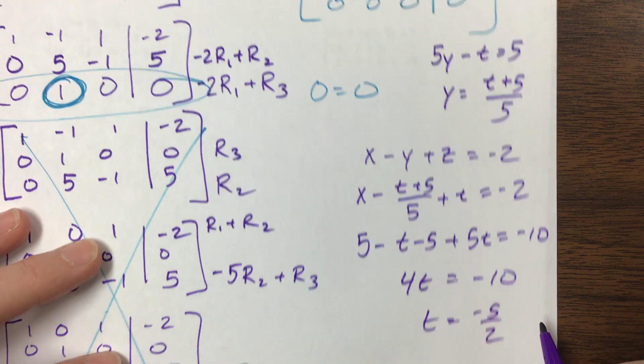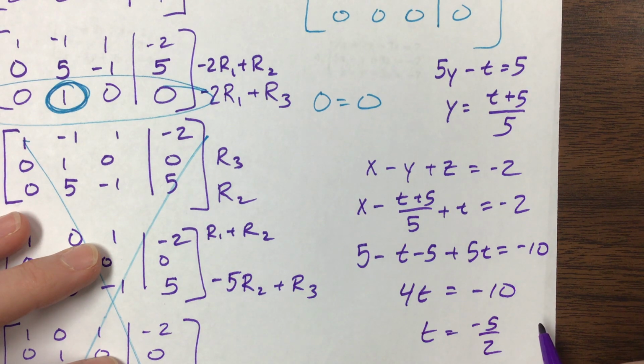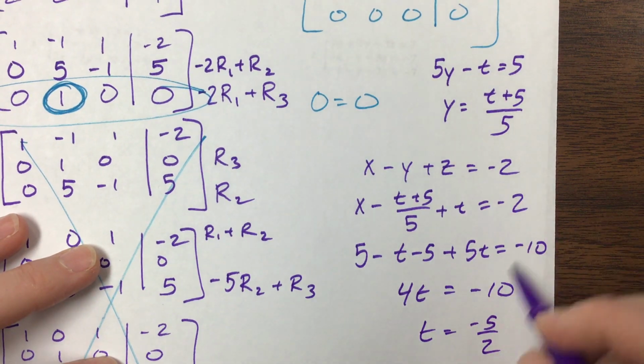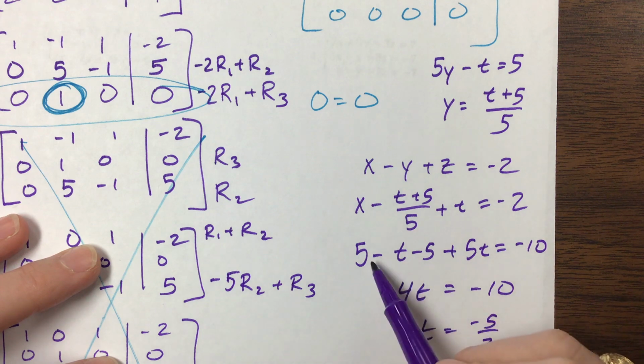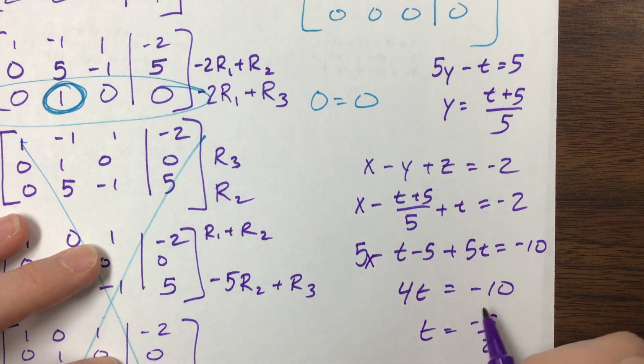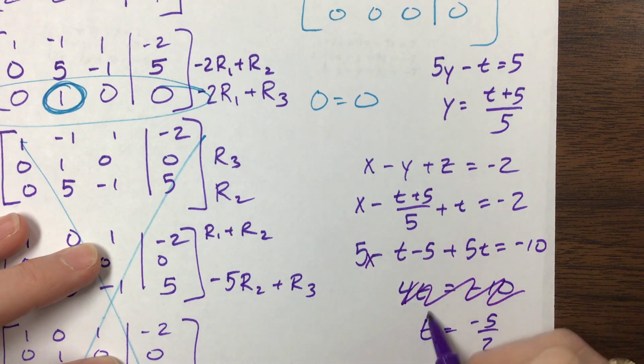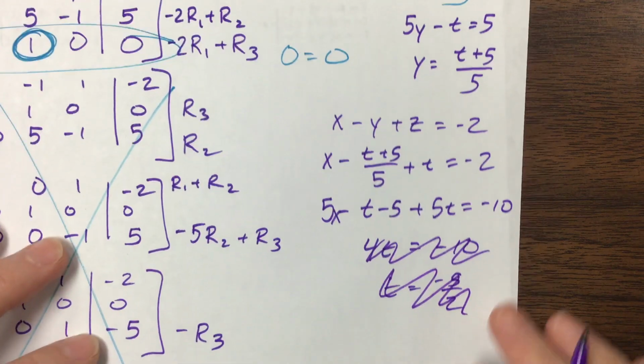Oh, what did I do? I am making all sorts of mistakes. Okay, where did I get this 5? Oh, it's 5x. It's 5x. I'm so sorry. Okay. You know, it's nice to remember you're human.